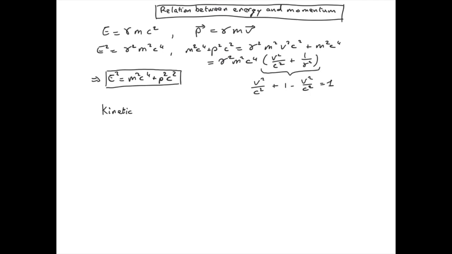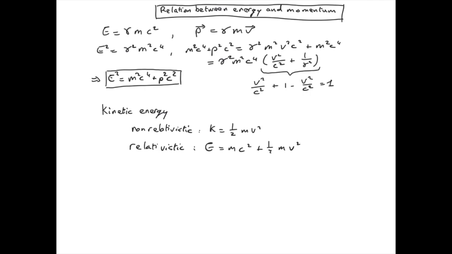So for non-relativistic systems, the kinetic energy is just half mv squared. But we saw that for a relativistic system we have also a mass energy term, and half mv squared is only a small velocity limit of the kinetic energy. So we will use the same definition of the kinetic energy as the difference between the total energy and the mass energy mc squared. So we have E equal mc squared plus K.